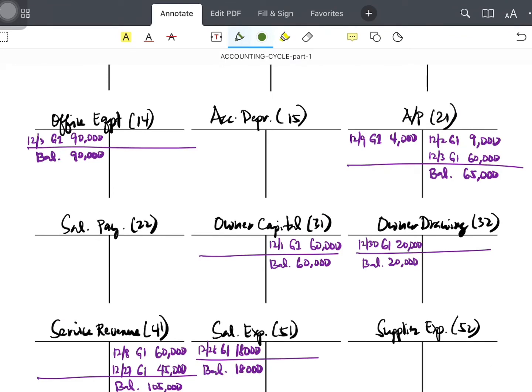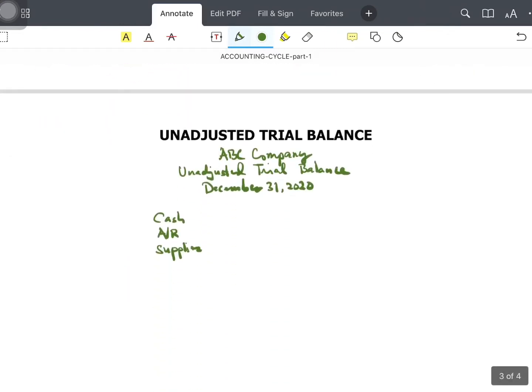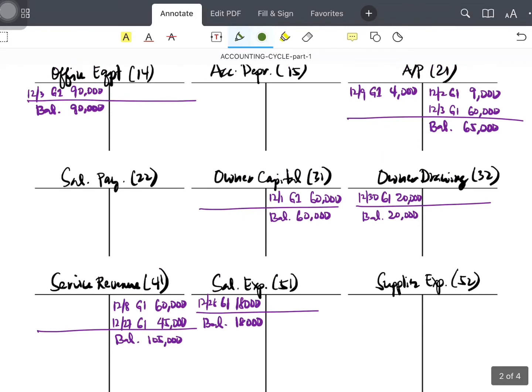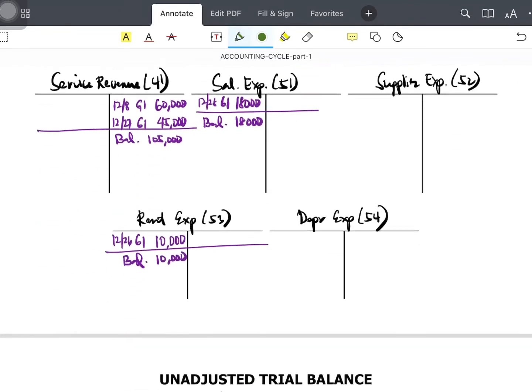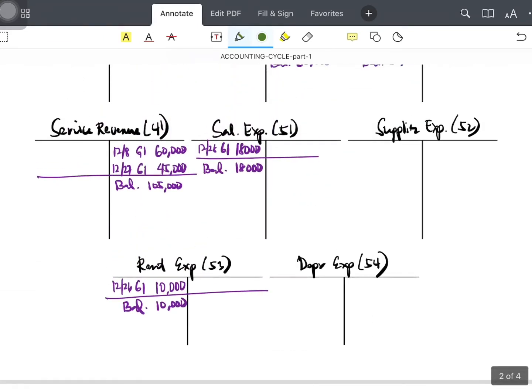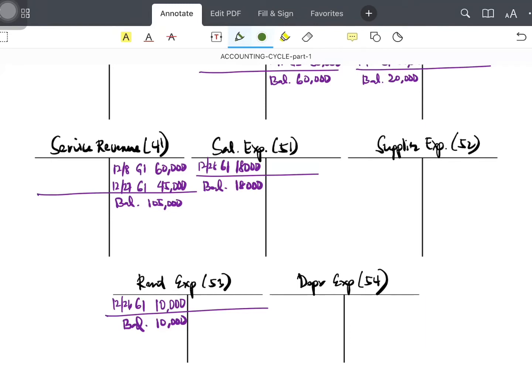Do not write ACDEP anymore because the amount is 0. Okay, so what's the point of placing it? So let's just write office equipment and accounts payable. Next. Let's not write salaries payable because you don't have a balance there. Owner's capital and owner's drawing. And then service revenue and salaries expense.